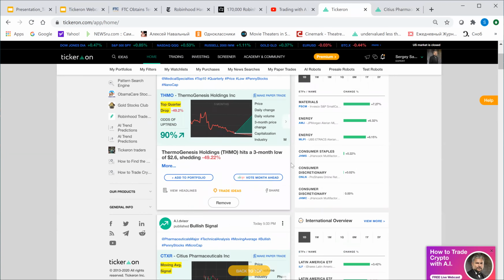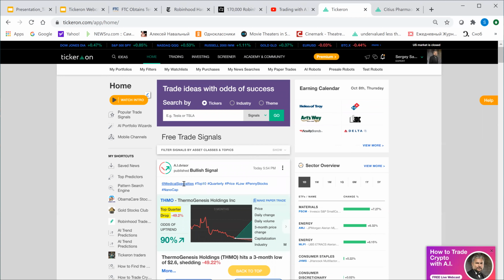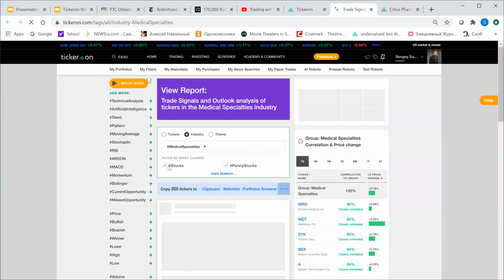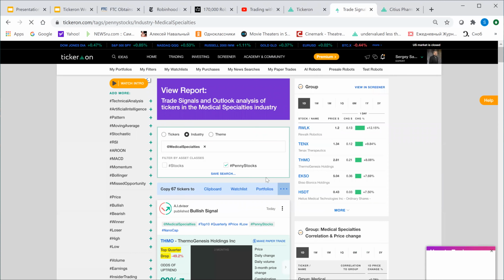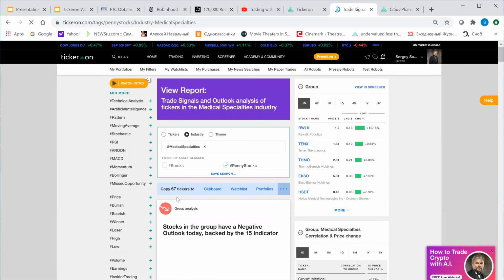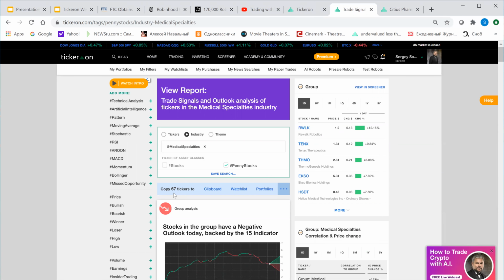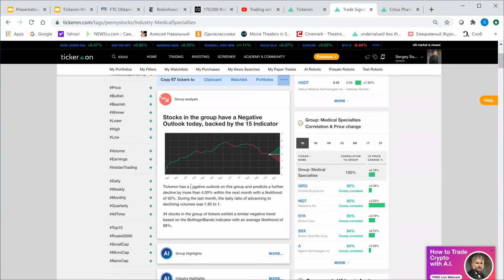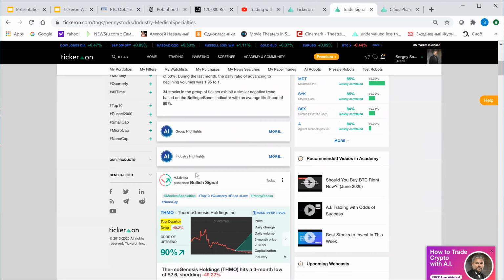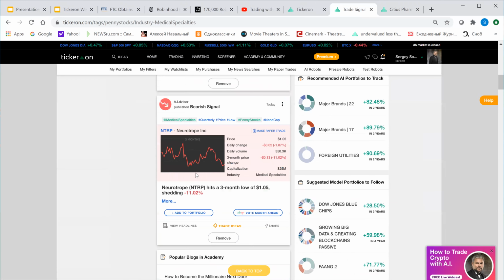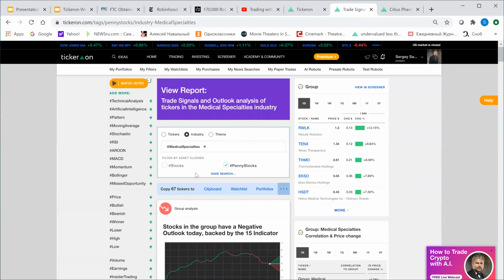And if you want to get a report, let's say of medical specialties, you can click here, medical specialties search, and then reduce it also to penny stocks. Now you're receiving, as you can see, 67 stocks in this report, with group highlights, industry highlights, and all the signals associated with the penny stocks for the industry medical specialties.